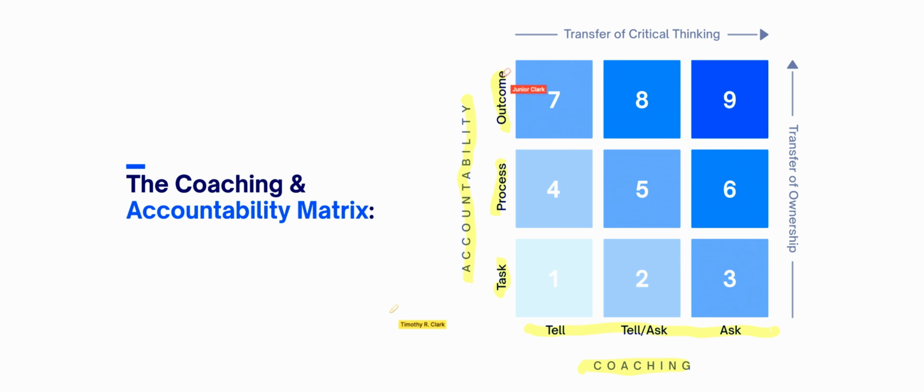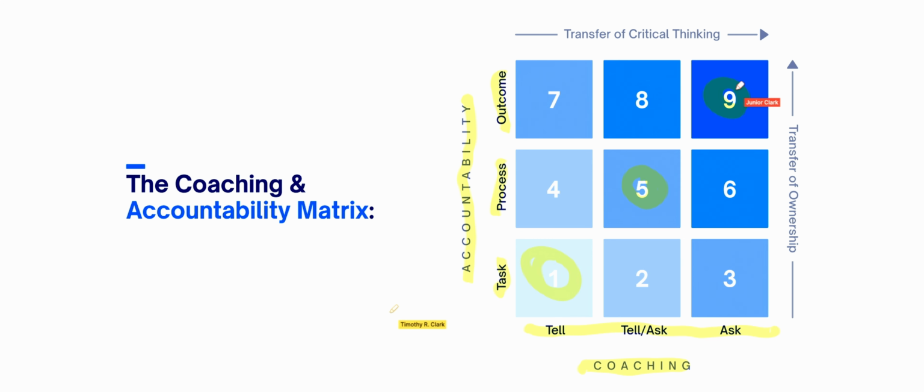So when we put those two things together on the X and the Y axis, we get this grid. So we have the combinations that you can see, they're implicit: tell and task, we've got box 1. Middle of the road, tell to ask spectrum, process level, box 5. Ask outcome, and the rest of the combinations.